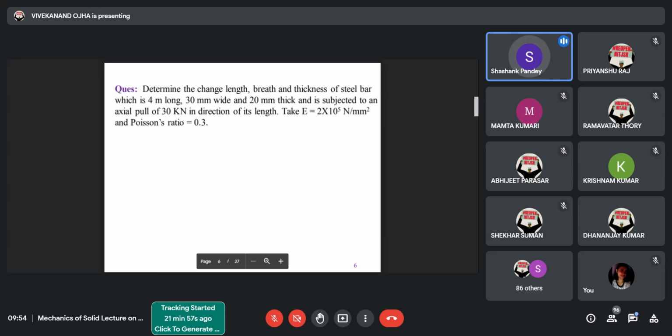The value of Young's modulus is given to us as 2 into 10 raised to power 5 Newton per mm square, and Poisson's ratio is given as 0.3. So we have to determine the change in length, breadth, and thickness. Can you work out the solution for this problem? Please do it on your own.